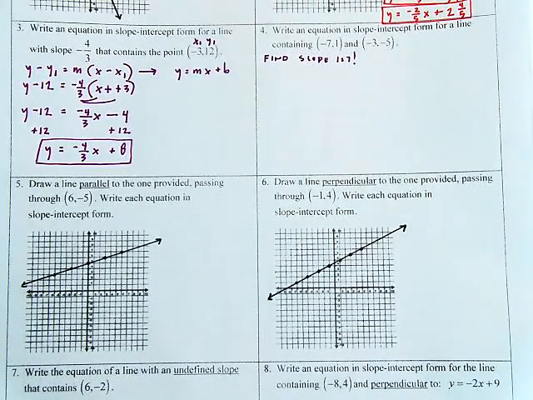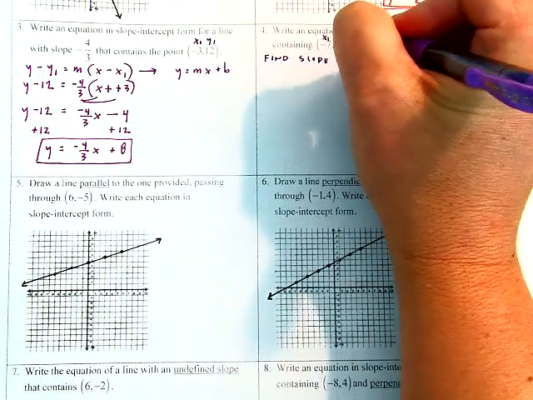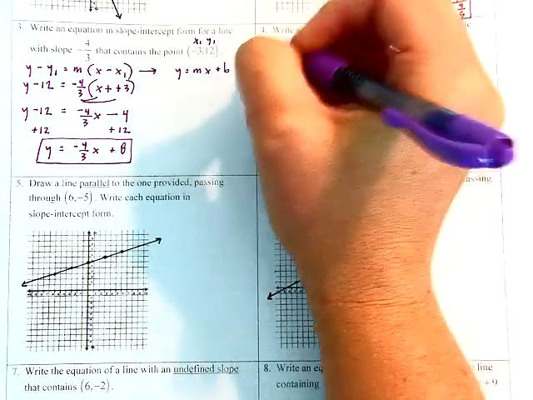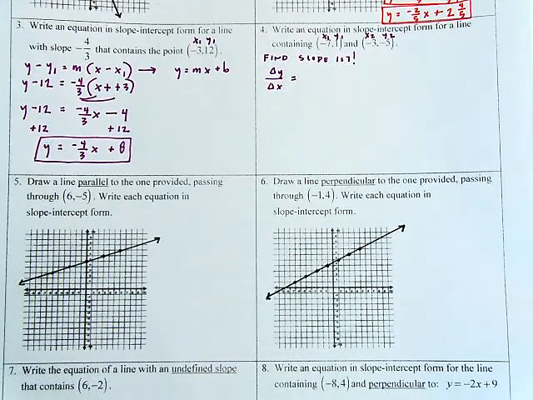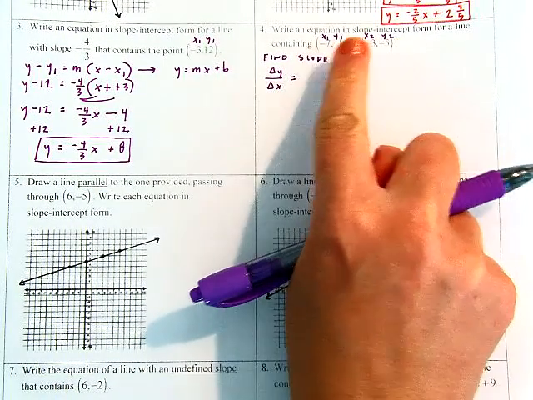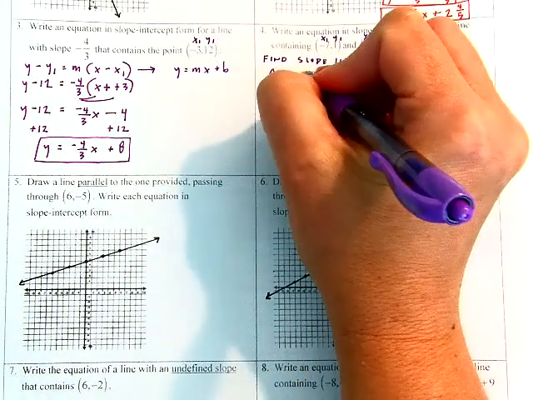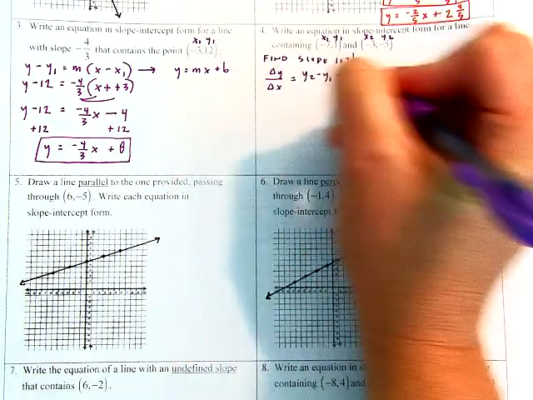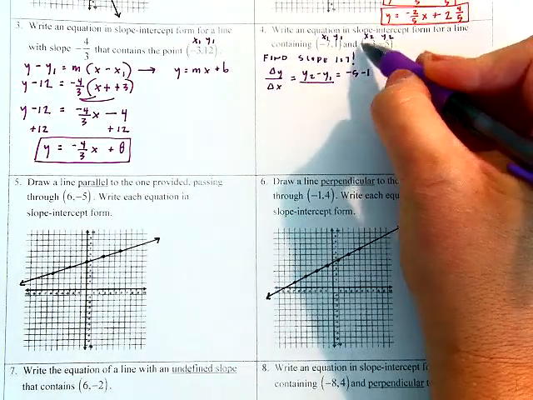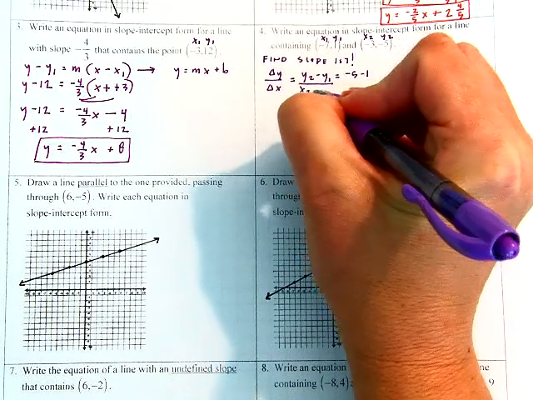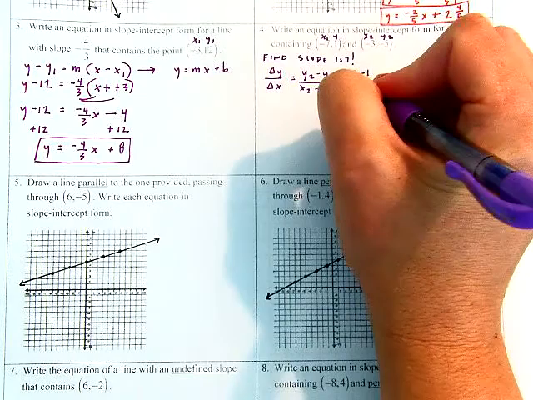Okay, slope is always the change in y over the change in x. So I could label this x1, y1 and x2, y2. So change in y over the change in x. And the order we pull it, it doesn't matter. I usually do pull from the second point to the first. So if I do y2 minus y1, that will give me negative 5 minus 1. And then if I have x2 minus x1 on the bottom, that would give me negative 3 minus negative 7.